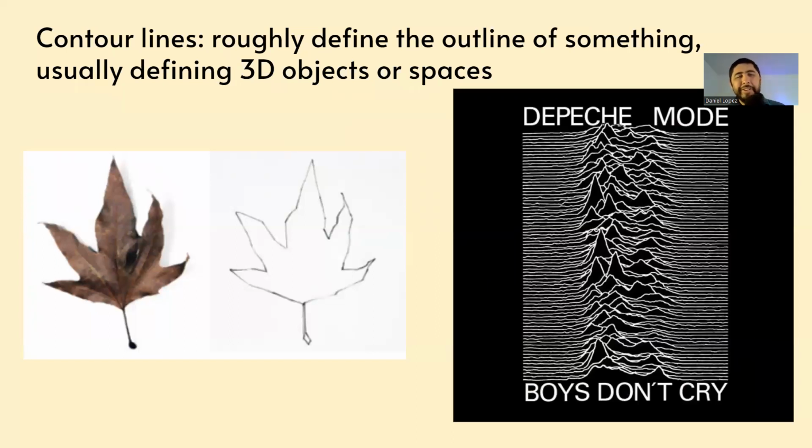Contour lines are basically outlines without the details most of the time. They define the shape of something more or less. If you shaded this leaf in, it would no longer be a contour drawing of the leaf. It's a contour drawing now because, as you can see, it's following the outline of it. It's a little bit abstracted in that sense, but you can still tell what it is.